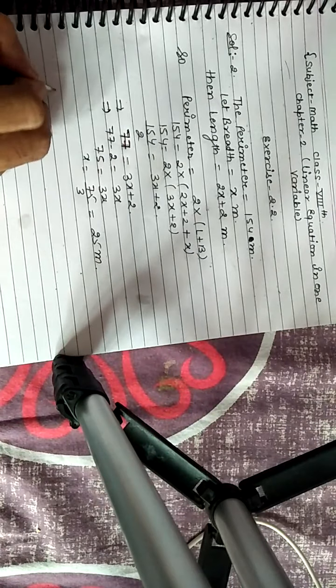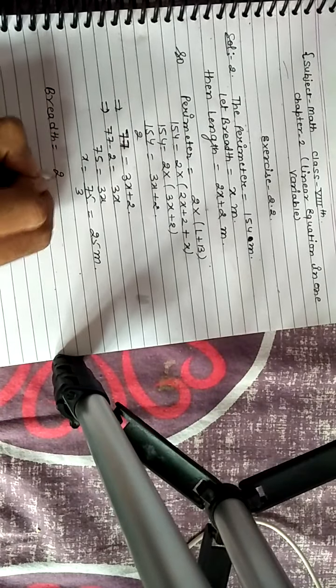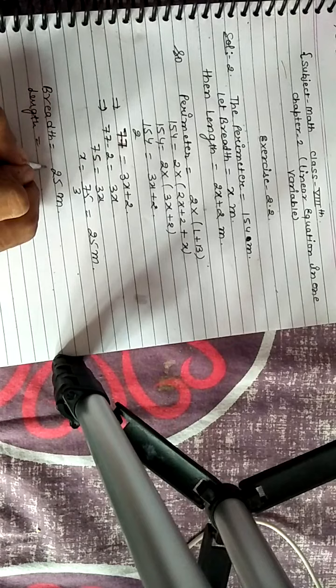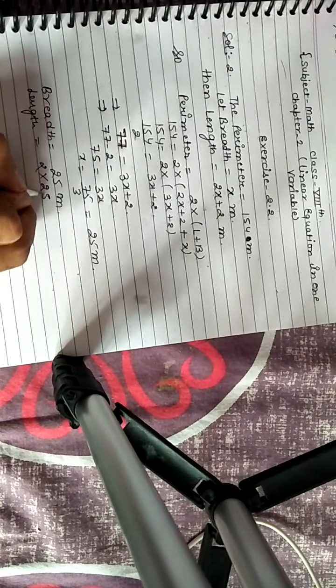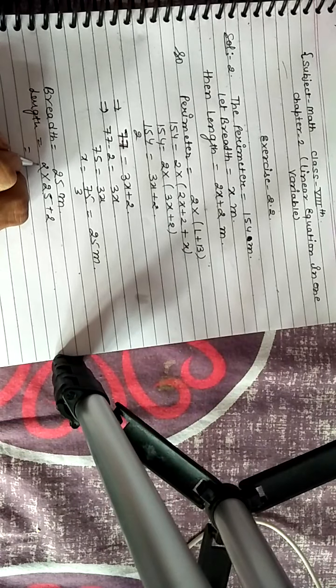So the breadth is 25 meter and the length is 2 into 25, because it is double and 2 more, so that is 50 plus 2, that is 52 meter. So the breadth is 25 meter and the length is 52 meter.